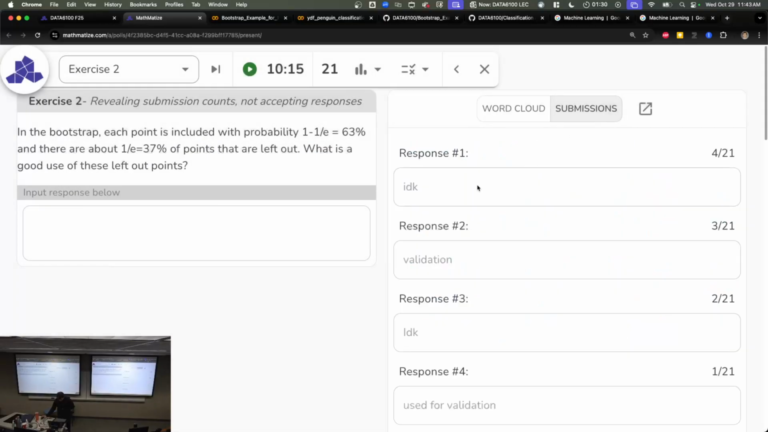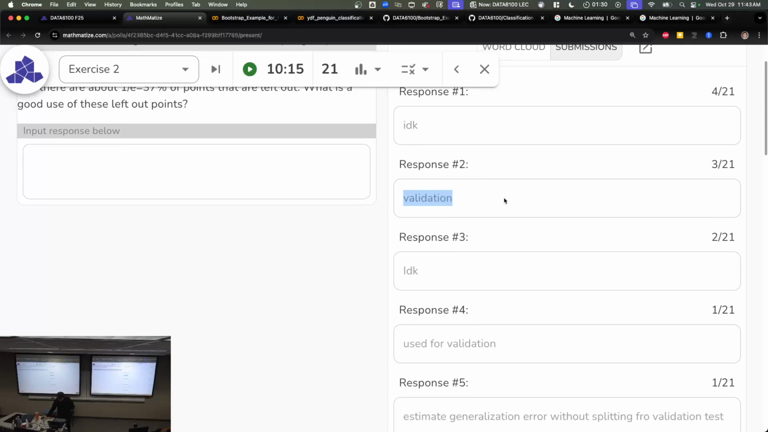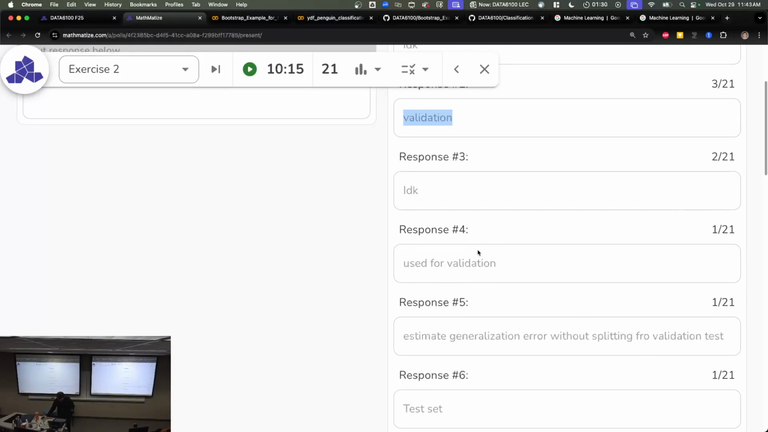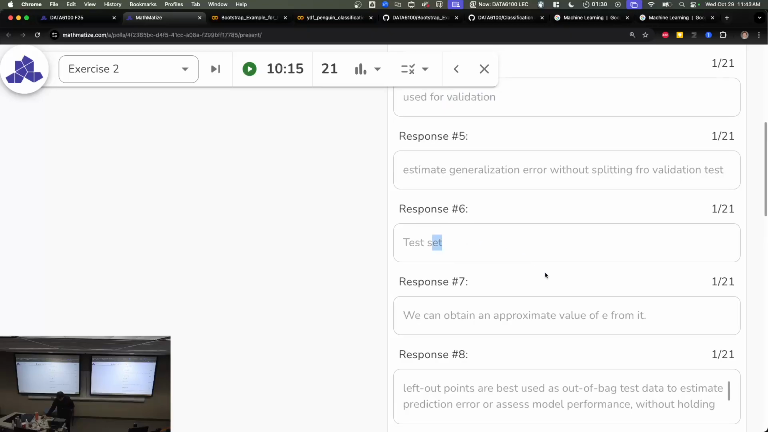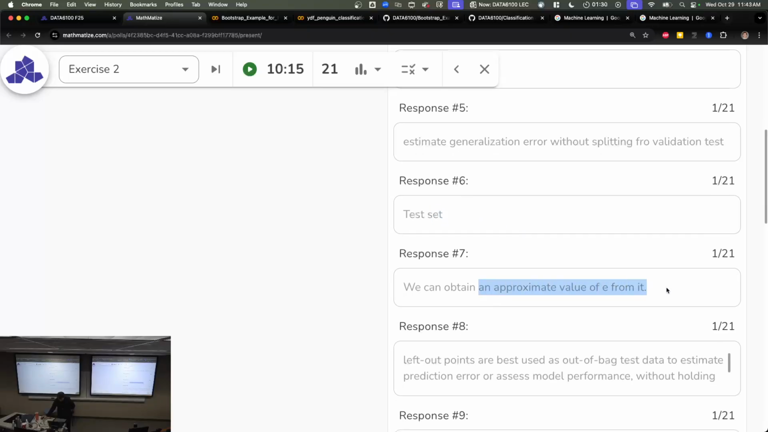Let's see. Let's read some more submissions. Validation as one word. Okay. Yeah. So some people use it for validation as a test set. Very nice. Oh, you could approximate E. Yeah, that's true. If you want to approximate E, you could do that. You can also just ask the computer for E. But yeah, that is a fun use for it.